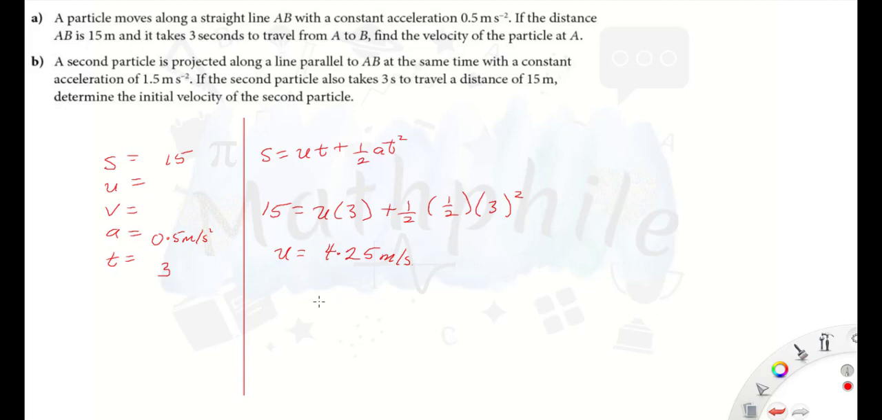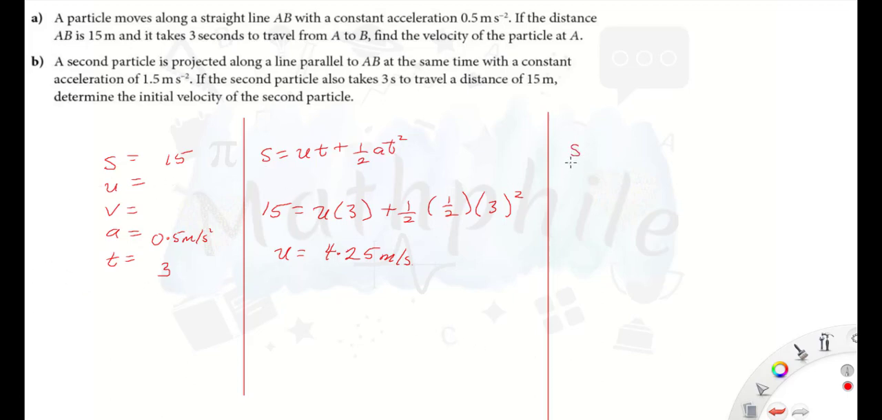A second particle is projected along a line parallel to AB at the same time with constant acceleration 1.5 meters per second squared. If the second particle also takes 3 seconds to travel a distance of that, find the initial velocity. I think it's the same thing over there. There is no difference in the first and second question. You are just going to get a different final value.